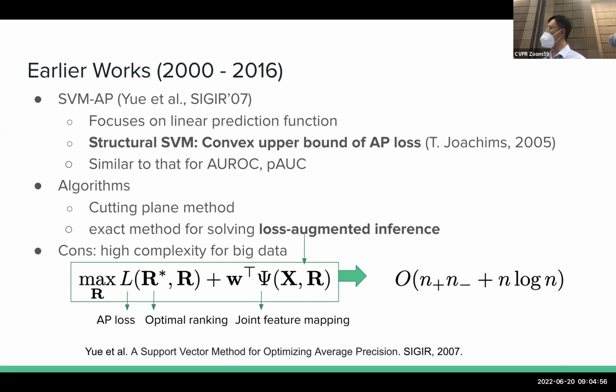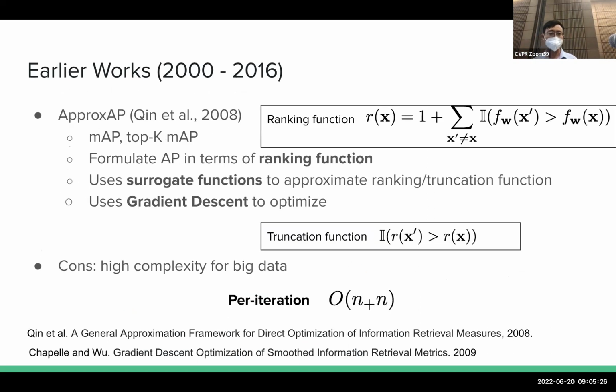Okay, so every iteration of the cutting plane method, they need to solve this loss augmented inference. And then they propose a method to solve this problem exactly. For solving this subproblem, they need a quadratic complexity, n plus times n minus plus n log n. N log n is the complexity for sorting the scores, n plus times n minus is for comparing all the positive-negative pairs. And you can see that it also has high complexity for big data because it's a quadratic complexity.